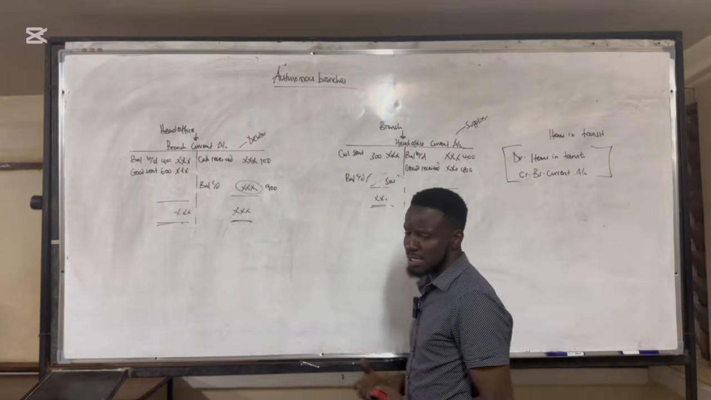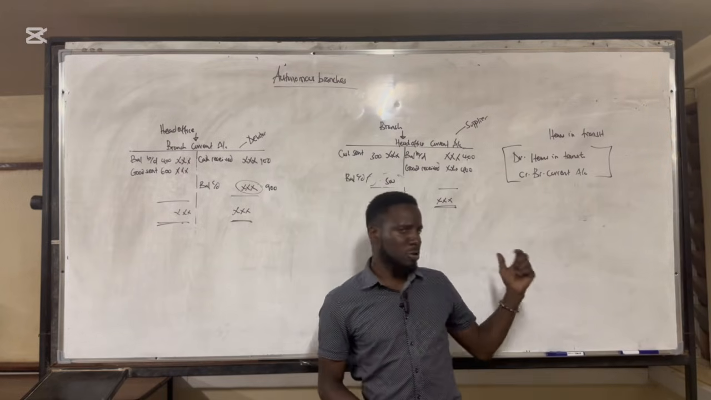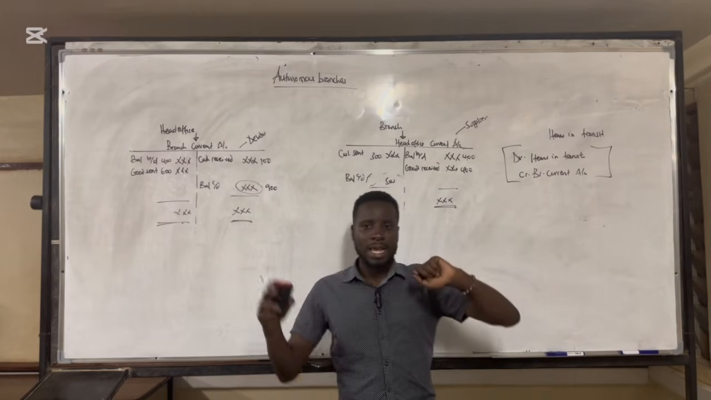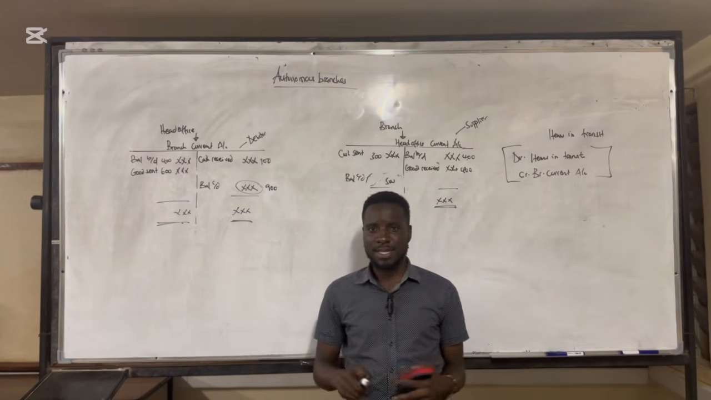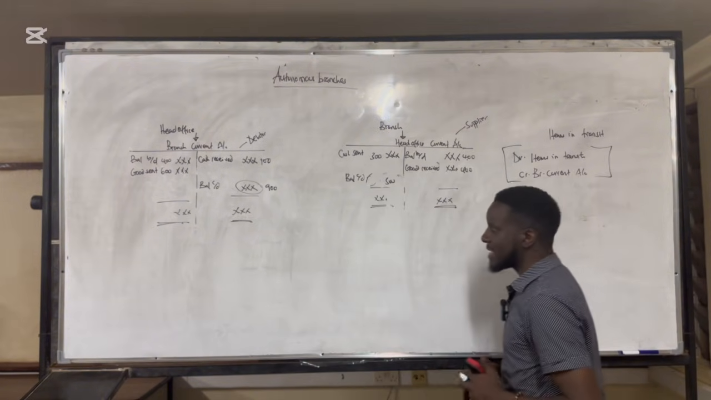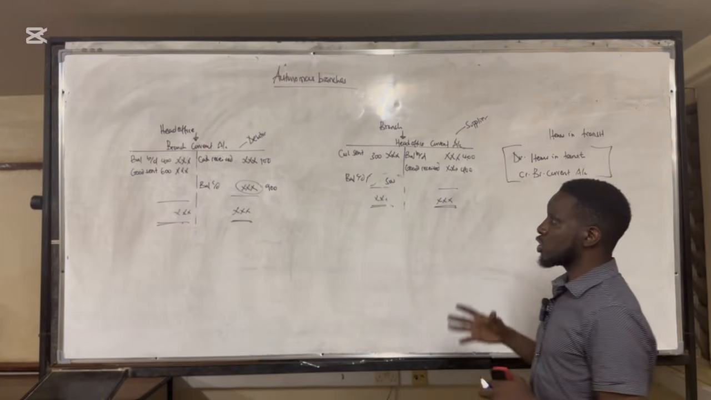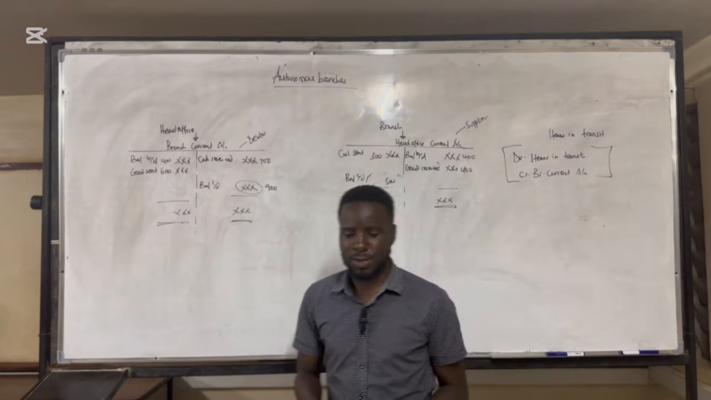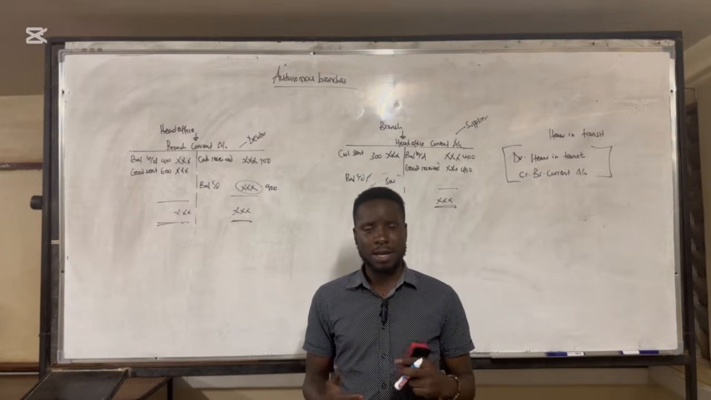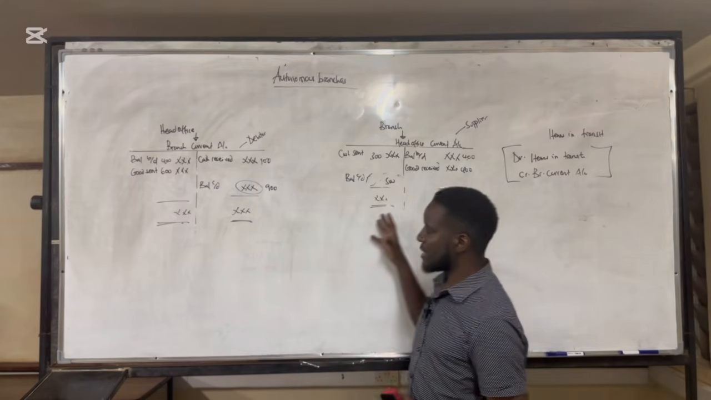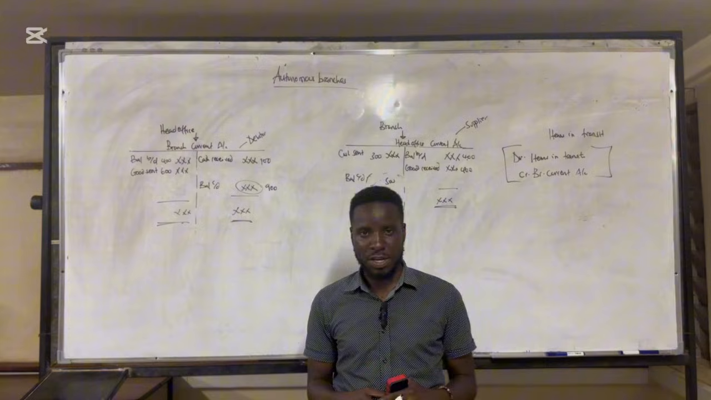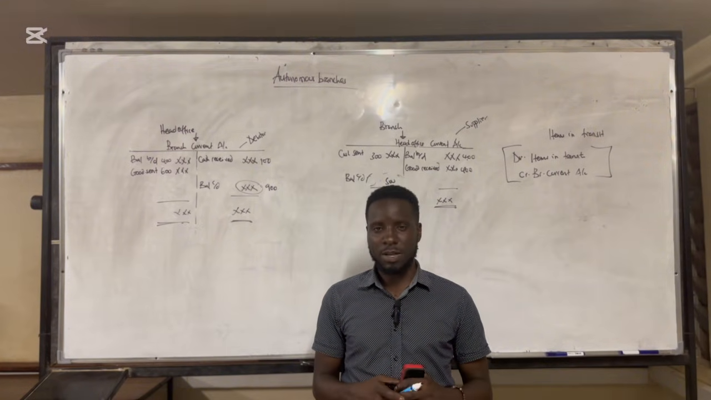So any number that is concerned with the autonomous branches, and then we have branch current account and head office current account with different figures, we're supposed to first begin by doing a reconciliation. So this is what we're going to be looking at in this question. So I'm going to do a format in my next video concerning autonomous branches, and then we shall solve a number eventually.